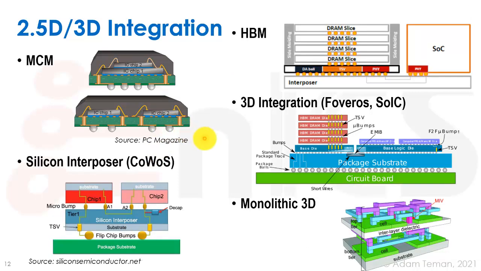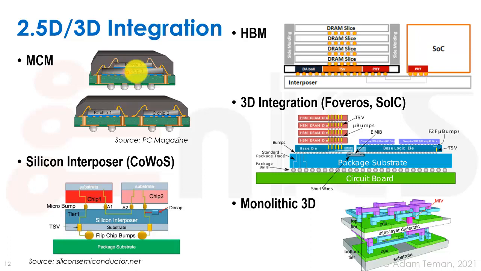So I gave an overview of some of the system in package approaches that exist today. One of them is MCM. That's a multi-chip module. MCM is not a new idea. It's been around for maybe 20 years or so, maybe even more than that, where we take a single package and we put several chips inside. But you can see that this is wire bonded, right?